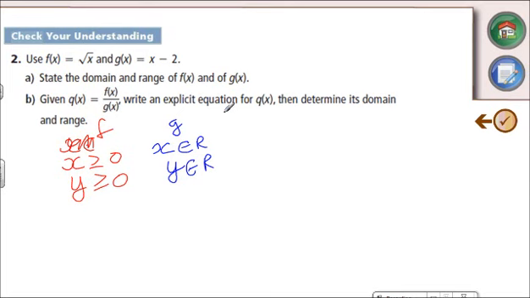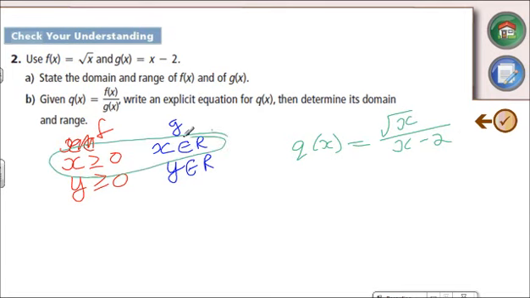Now when we get our explicit equation, that means bring them together and actually divide them. q(x) is equal to the f, which was root x, over x minus 2. Our domain of this one is going to be, again, the combination, whatever is most restrictive here. So x greater than or equal to 0. But because we're dividing, we've got to remember we've got NPVs here. x minus 2 cannot equal 0. x can't equal 2. So we've got to put that in there as well. x can't equal 2. We've got a point of discontinuity happening in there.